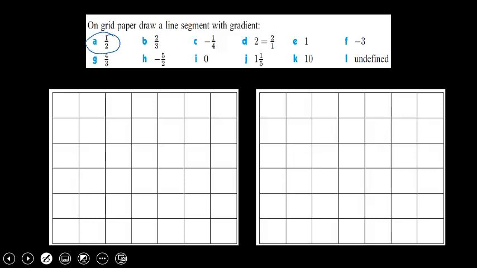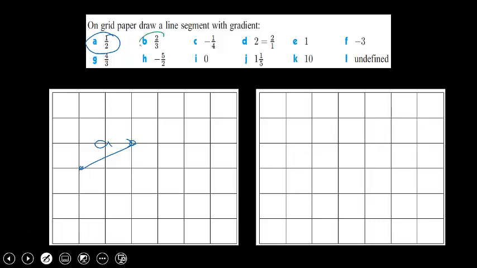So this is A. I'm going to start anywhere. I'll start over there. And I'm going to do change in y. Change in y is positive 1. So that is 1 up. That's plus 1. And 2 to the right. 1, 2 to the right. Plus 2. So if that is my second point, if I draw the line, it will look like this. Now forgive me, I cannot draw with a ruler on the screen. So this is A. 1 up and 2 to the right.